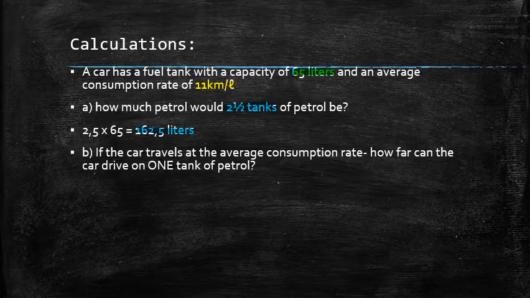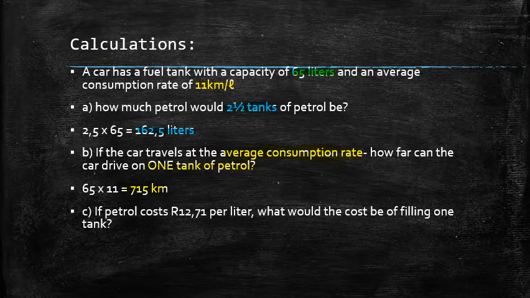Question B, if the car travels at the average consumption rate, so that means we can actually use the 11 kilometers per liter, how far can the car drive on one tank of petrol? So we know that one tank of petrol is 65 liters. So 65 times 11 gives us 715 kilometers of traveling with one tank of petrol.